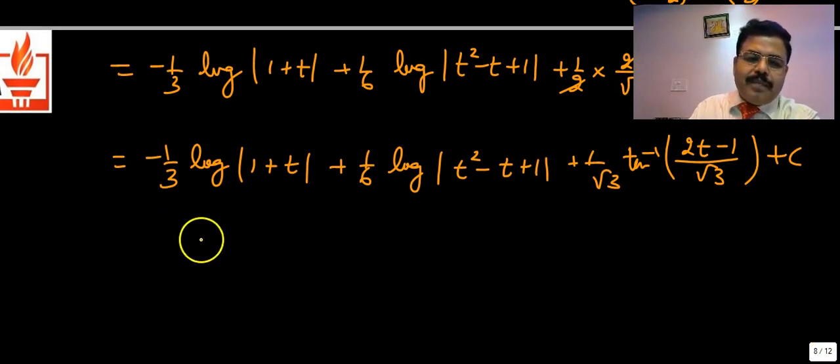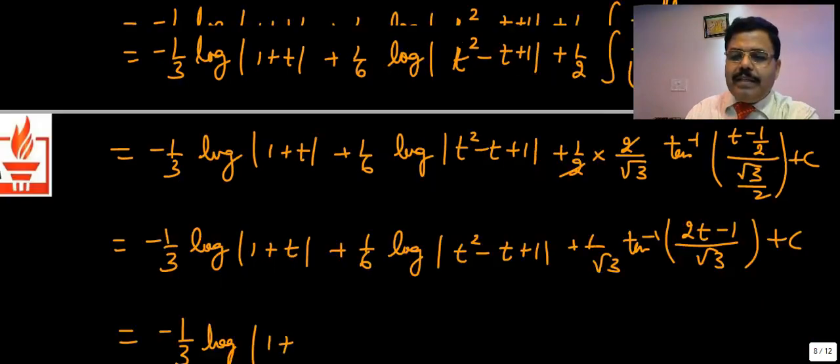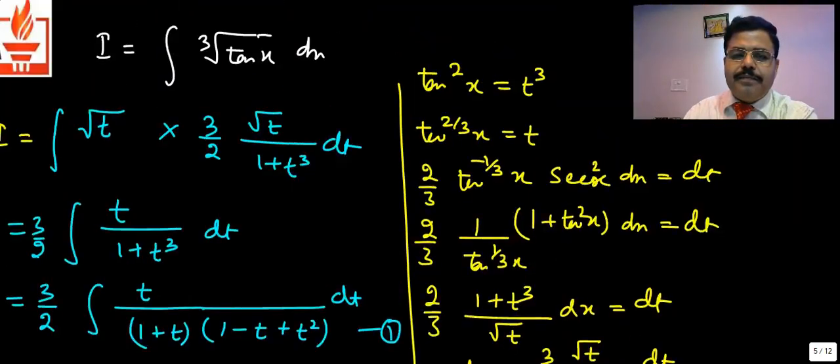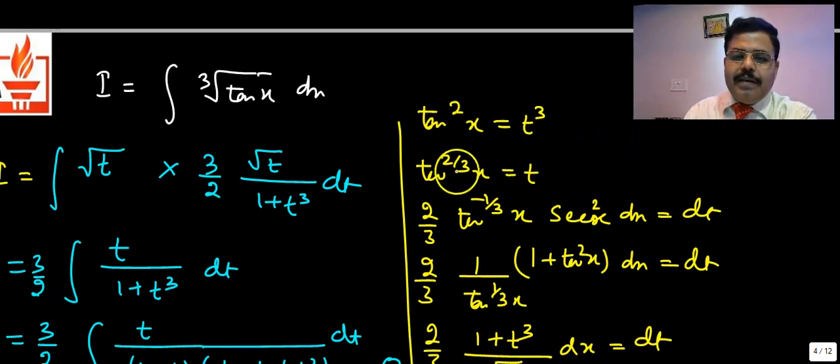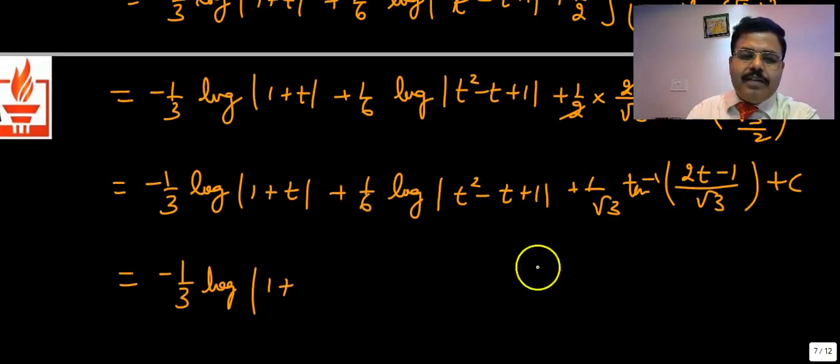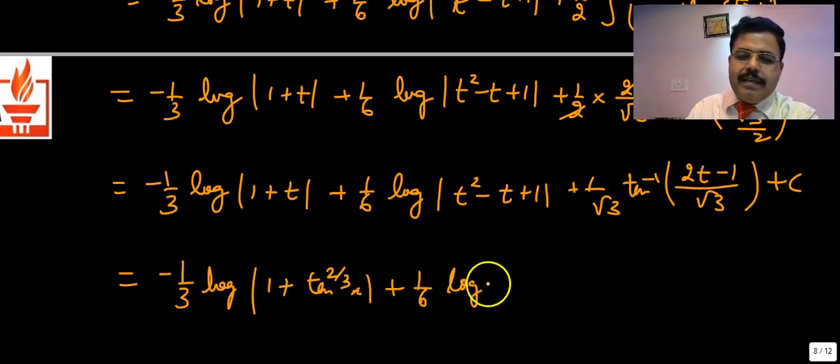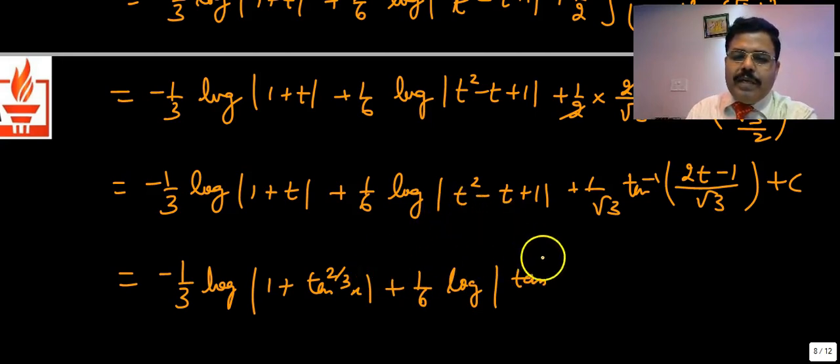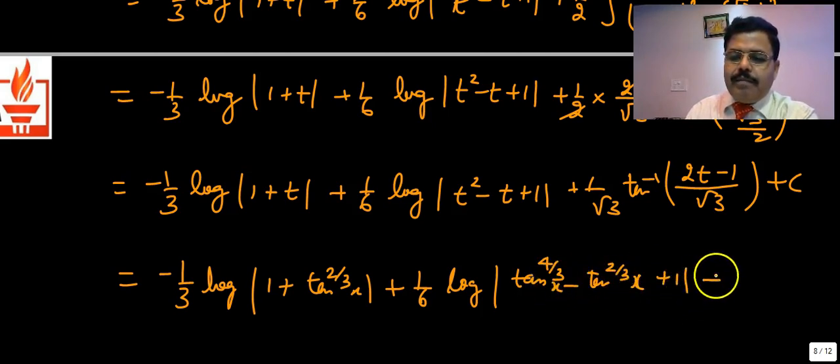But what is t? t was tan^(2/3) x. So −1/3 log(1 + tan^(2/3) x) + 1/6 log(tan^(4/3) x − tan^(2/3) x + 1) + 1/√3 tan⁻¹, what is that? Let me write this later.